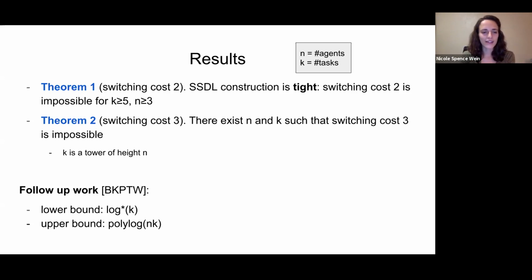And then secondly, the follow-up work shows that you can actually get an upper bound of polylog in n and k. So this algorithm you saw before of everything shifting over, where you get switching cost equal to the number of tasks, turns out to be far from optimal, and you can actually get polylog. But there is still a large gap between the upper and lower bounds, of course. And it would be really interesting to find out what the true answer is. That's all. Thank you.